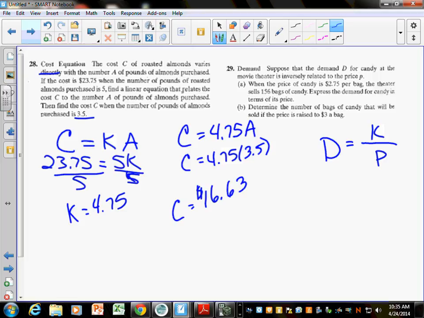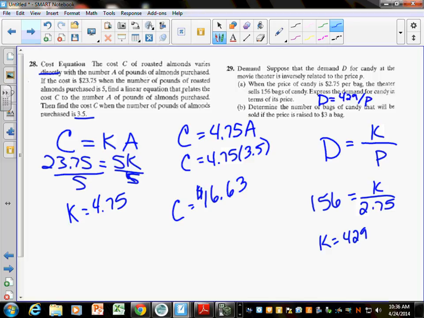If you get that right, then it's just plugging it in. When the price of candy is $2.75 per bag, so that goes on the bottom, $2.75, the theater sells 156 bags. That's the demand. Express the demand for candy in terms of price, which means, again, they're not saying solve for K, but that's what they mean. Write an equation where you can solve for K. What would you do to solve that? 156 times 2.75 is 429. So the answer to part A should be demand equals 429 divided by P.